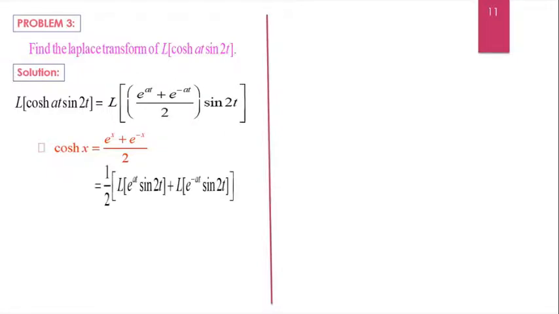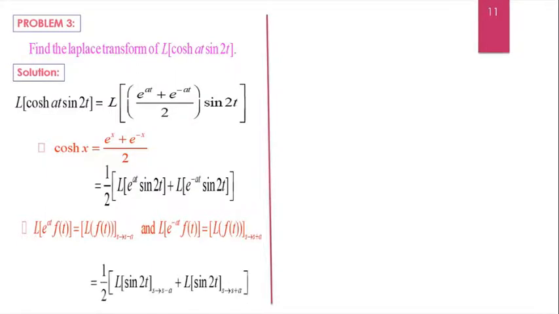Now using the linearity property, we can write it as 1/2 into Laplace of e power at sin 2t plus Laplace of e power minus at sin 2t. Now this looks like our first shifting theorem: Laplace of e power at f of t could be written as Laplace of f of t with the shift of s to s minus a, and Laplace of e power minus at f of t could be written as Laplace of f of t with the shift of s to s plus a. Now we apply that and we get 1/2 into Laplace of sin 2t with the shift of s to s minus a plus Laplace of sin 2t with the shift of s to s plus a.